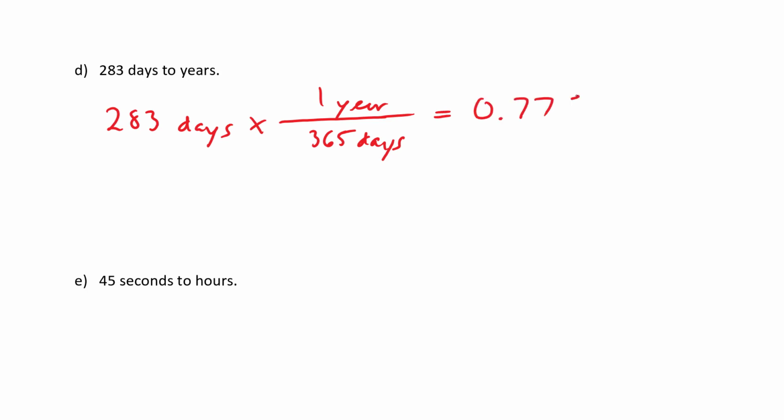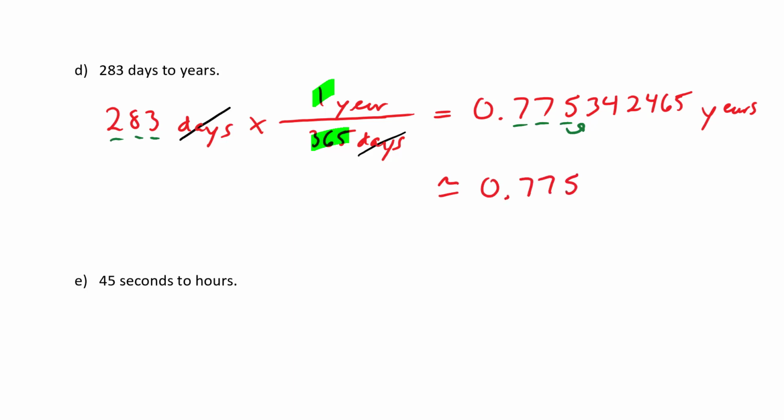Now we want to go from days to years. 283 days. There's 365 days in 1 year. Units cancel out. I'm left with years here. Significant digits now. Exact number, exact number. 3 digits. So I'm going to round this off to 1, 2, 3 significant digits. This gives me 0.775 years.